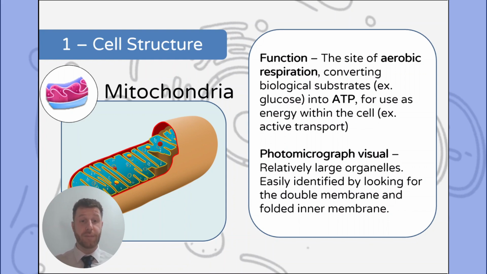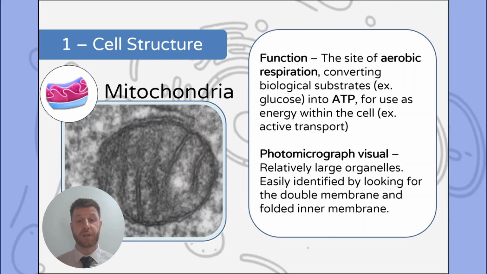You can also see I've made a note there about the photomicrographs. This is the sort of photomicrograph you'd be expected to interpret as well as recognize in a cell. You can see that the mitochondria has that very distinctive double membrane, which you'll be expected to notice. And you can always tell it's the mitochondria because it's got those big folds in between those membranes.